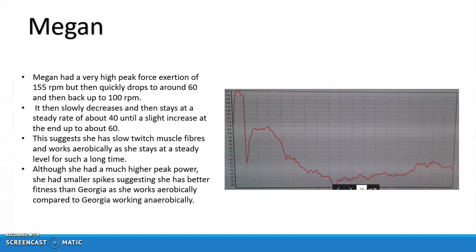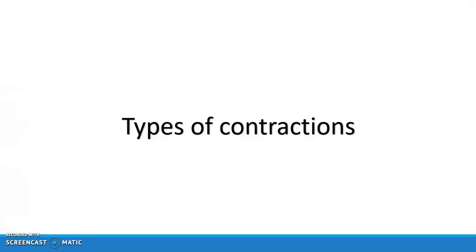Megan had a very high peak force exertion of 155 RPM, but then quickly drops to around 60 and then back up to 100 RPM. It then slowly decreases and then stays at a steady rate of about 40 with a slight increase at the end of about 60. This suggests she has slow twitch muscle fibres and works aerobically as she stays at a steady level for such a long time. Although she has a much higher peak power, she has smaller spikes, suggesting she has better fitness than Georgia as she works aerobically compared to Georgia working anaerobically.